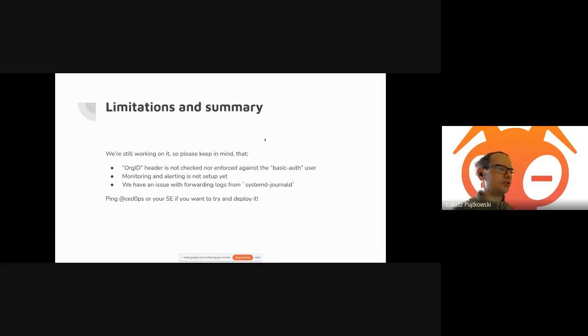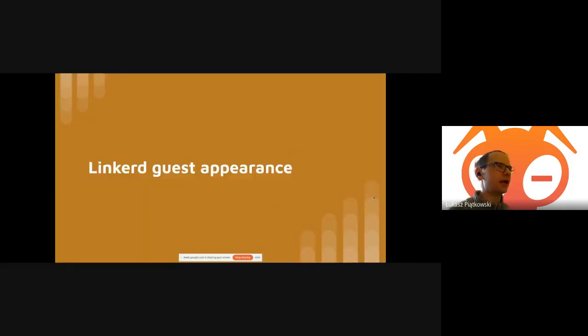Limitations and a short summary. We have this org ID header thing I already mentioned. You should know that we still need to set up monitoring and alerting. And we have some shortcomings also around how Loki forwards logs from systemd, journald specifically. There's something wrong in the integration between them, and we still need to figure out why. Anything else? Please ping Cedric from our team, our SE, or the SE assigned to your company if you want to try, deploy, or learn more.